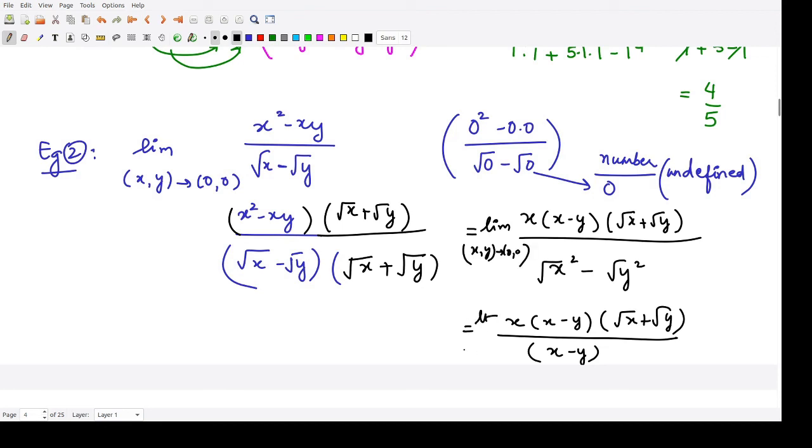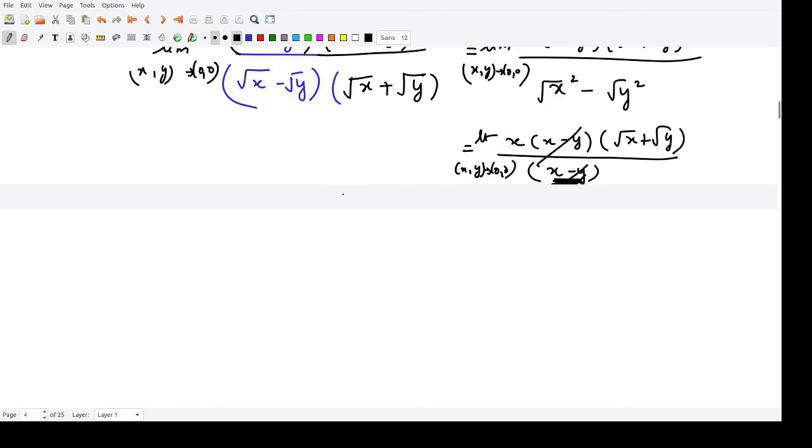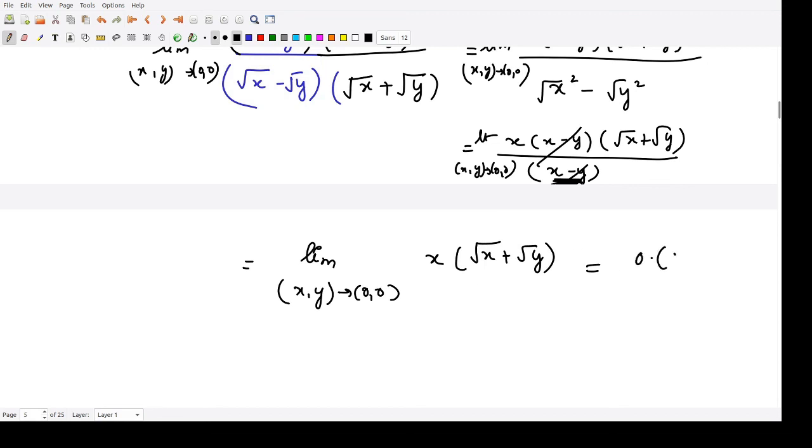Here also the limit varies from the point (x, y) to the point (0, 0). So this quantity now cancels with this one, because this was creating the problem. Now you are only left with the limit as (x, y) tends to (0, 0) of x(√x + √y). So now you can directly substitute the limits. It would be 0 × (√0 + √0), so it would be 0. This would be the answer.